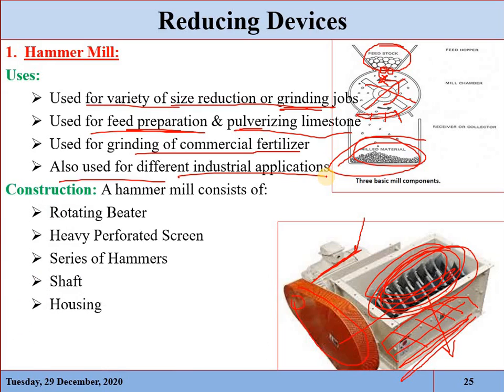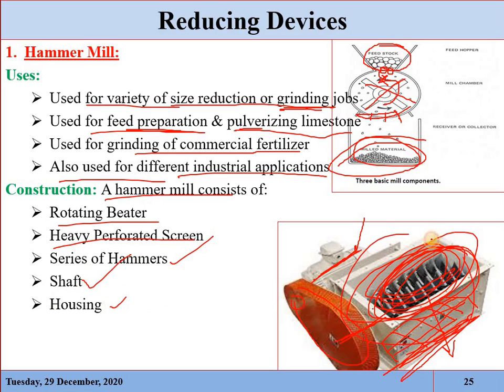It is a simple construction. A hammer mill consists of a rotating beater, in which a series of hammers are attached. There is a heavy perforated screen at the lower portion, so that the reduced product may pass easily. There is also the shaft, which is used for rotating the hammers, and the casing or housing. This is the construction of the hammer mill.